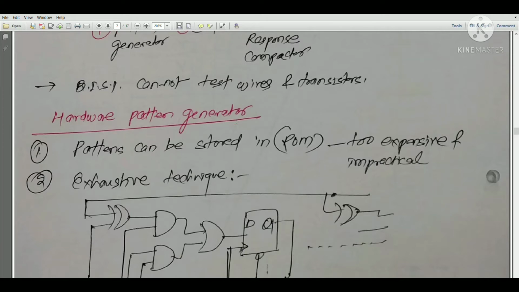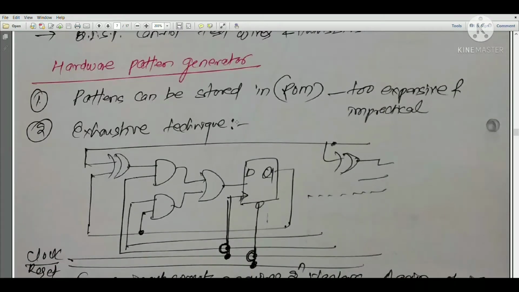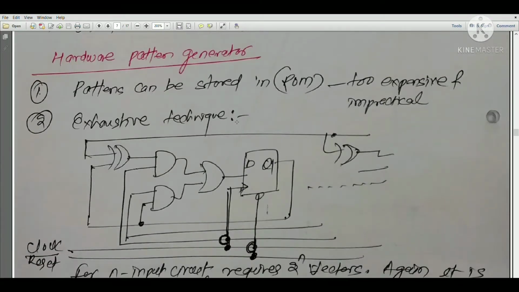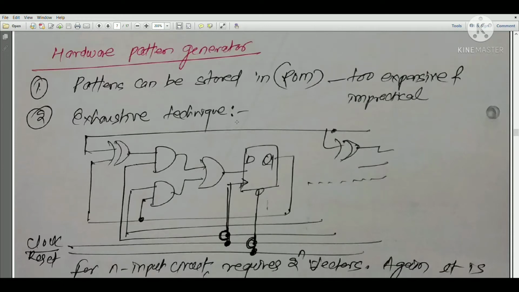Now the hardware pattern generator. What is the hardware pattern generator? It is the first entity, which is very important. First, patterns cannot be stored in memory. As I discussed in the starting as well, in case of the scan based design, a lot of test vectors are generated when we apply the scan technique, but it is too expensive and impractical.